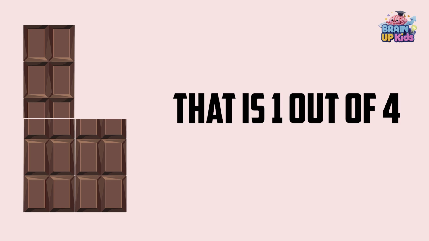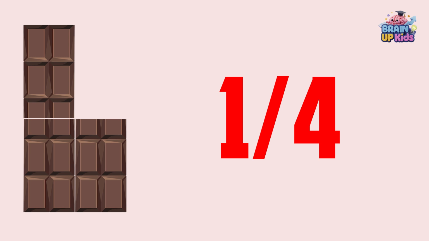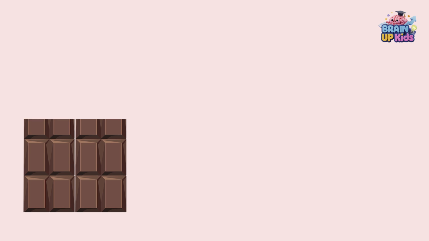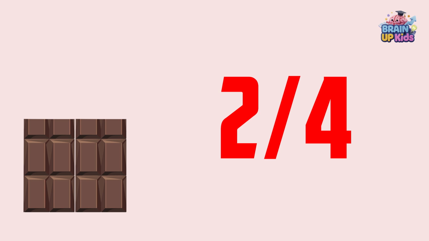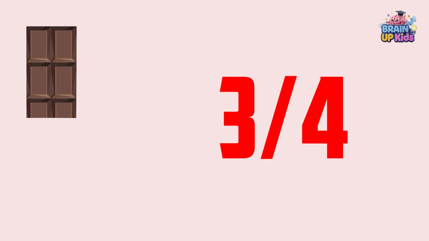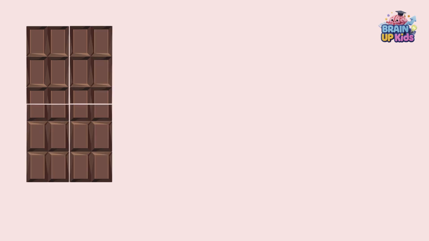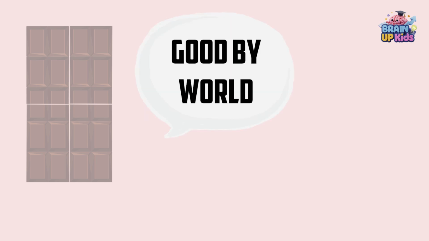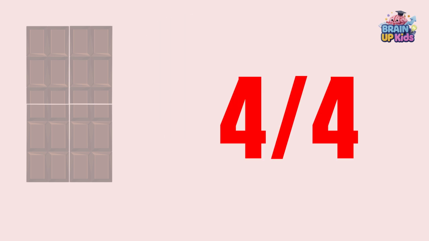So we write it as 1 by 4. If I take 2 pieces, that becomes 2 by 4. If someone eats 3 pieces, it is 3 by 4. Now all the 4 pieces are gone. The chocolate bar says goodbye world, that is 4 by 4, which means the whole bar is absolutely finished.